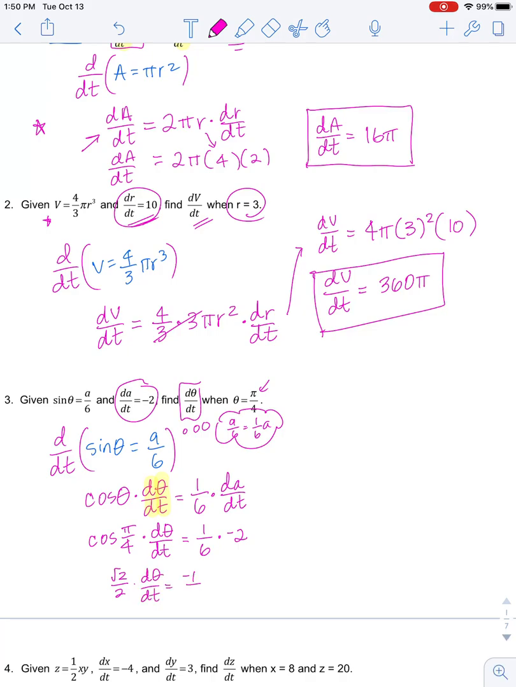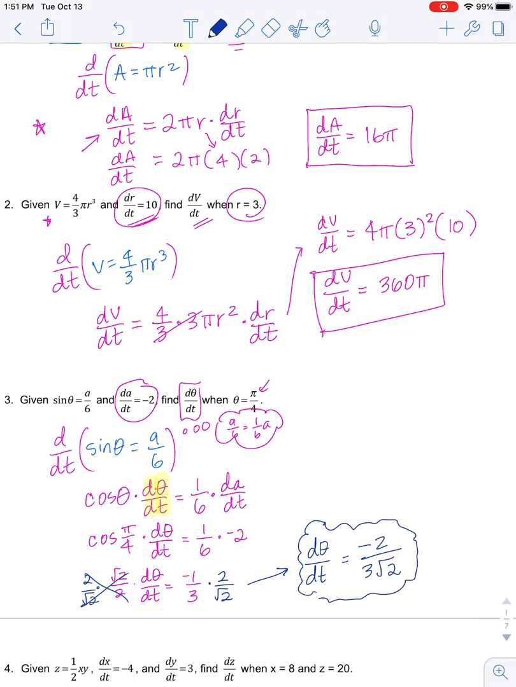If I write it this way and simplify the right side, I can go ahead and solve in this last step by multiplying by the reciprocal to cancel that out. So times 2 over root 2 here as well. And then this leads me to my final statement that d theta dt must equal -2 over 3 root 2. No need to rationalize here in calculus class. So here is your d theta dt evaluation.